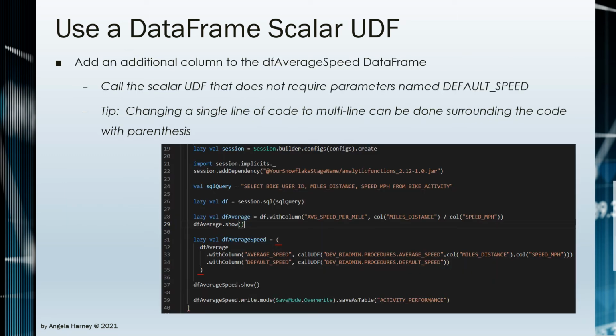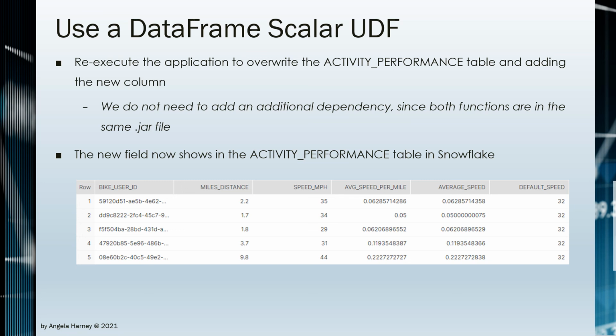Now let's add another column to the data frame from a UDF that requires no parameters. We will change the existing data to call a second UDF, adding a column named Default Speed. The code on line 31 has changed from a single line of code to multi-line. In Scala, this is done using parentheses to surround the code statement. Execute the application again to see both columns in the Activity Performance table in Snowflake.